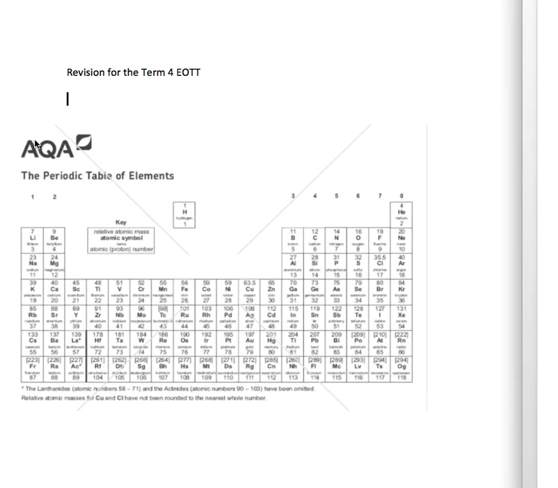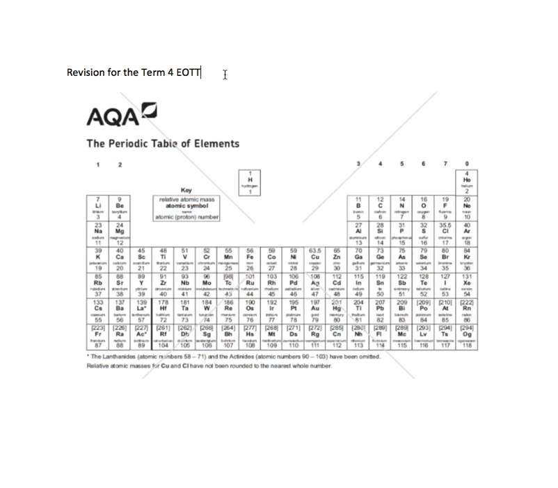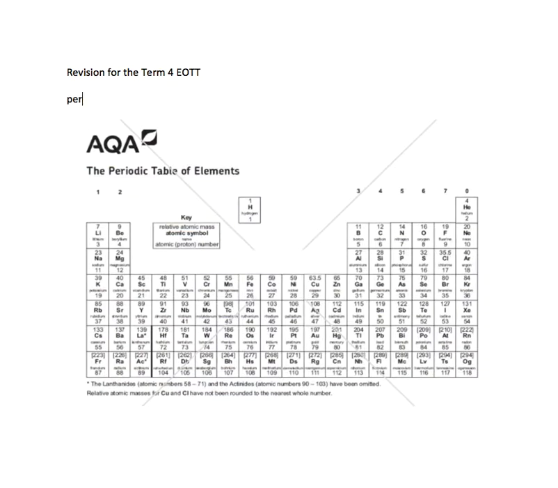Okay, some revision then for tomorrow's test, the end of term 4 test, which of course you're doing just at the beginning of term 5. The first thing we did together, as I recall, was the periodic table, and here is the periodic table. I'm not going to go through this now, but you need to know the history of the periodic table from Mendeleev and Dalton through to the current table.